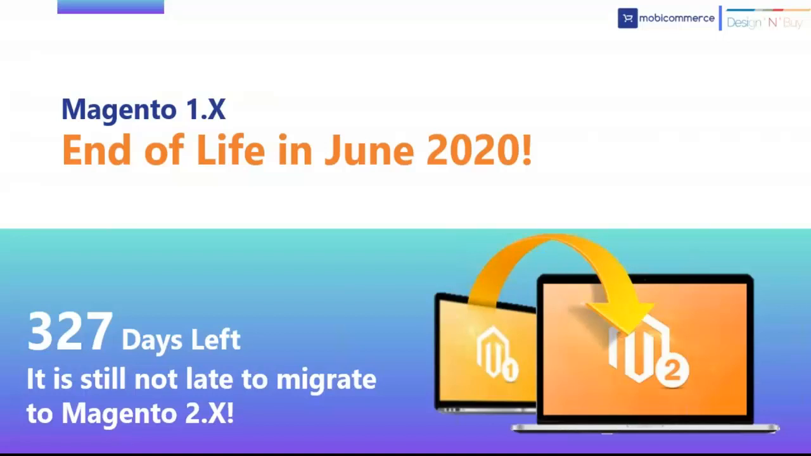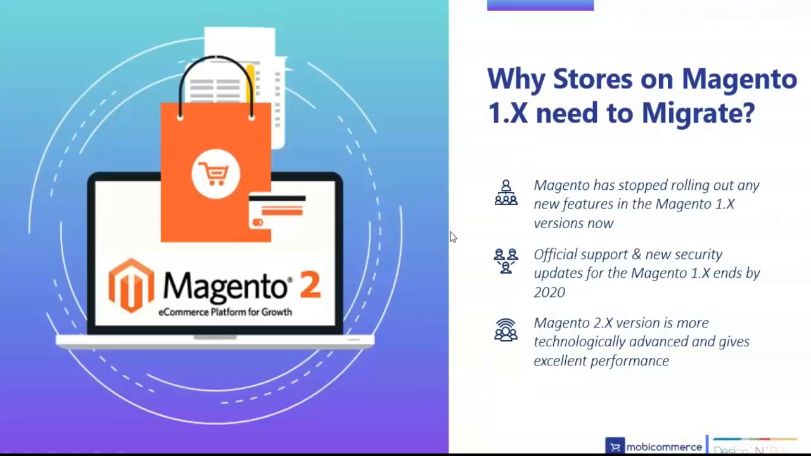That's what we're going to check in the slides. So in this slide, as you can see on my screen, why stores on Magento 1 need to migrate, as I started initially as well. Magento 1 is officially going to be discontinued and there won't be any security patch, no update and upgrade. So that's the primary reason that you should migrate to Magento 2, right?